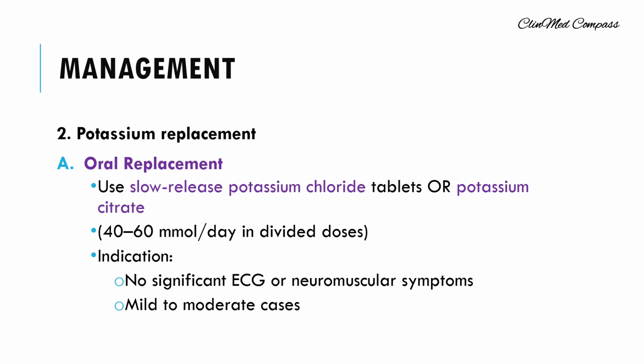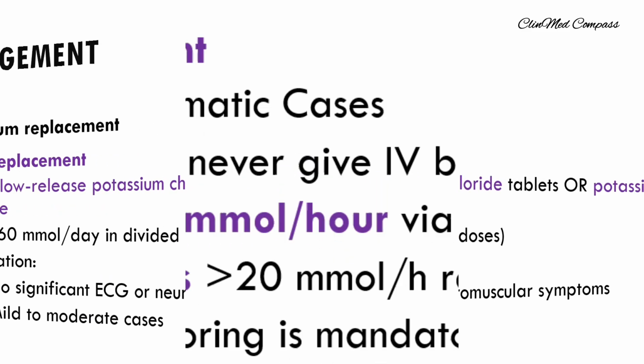Another principle is to replace potassium. In mild to moderate cases, oral replacement of potassium is enough. You use slow-release potassium chloride tablets. Alternatively, potassium citrate can be used at a dose of 40 to 60 millimoles per day in divided doses. This is appropriate in mild to moderate cases when there are no significant ECG changes or no symptoms.